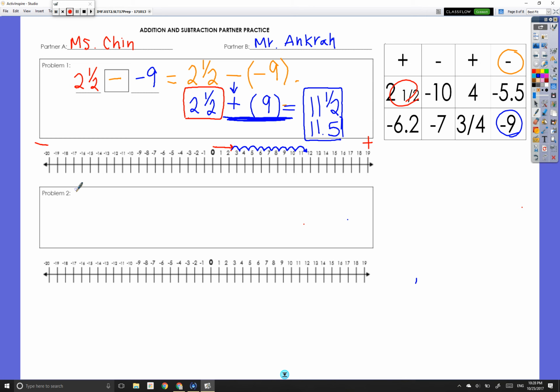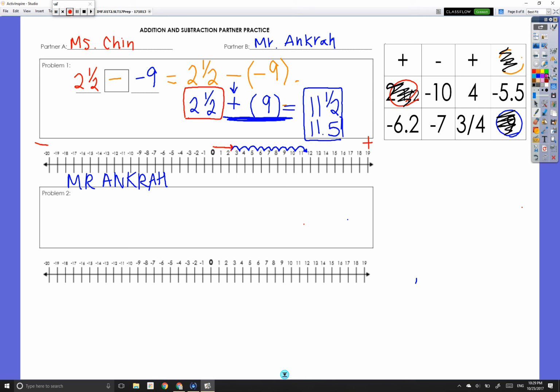Next, in problem 2, Mr. Anker is now going to start because we're just going to flip back and forth, okay? So Mr. Anker will have to choose his number. So now I'm going to just cross these out, okay, so we don't use them.